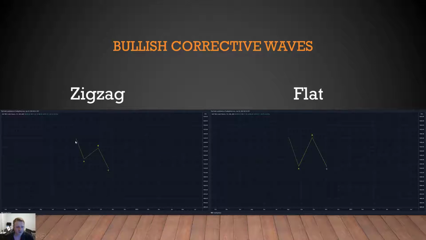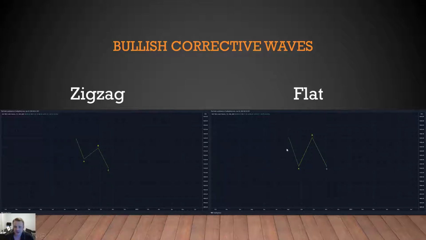So the first one is the zigzag. That's a simple A, B, C down. Typically, the most common relationship would be A versus C being similar or equal in length. Usually the B wave isn't all that deep, maybe a 38.2% or 50% retracement, although technically as long as it doesn't get above the origin of A, and you have the proper subdivisions, 5 down, 3 up, 5 down, it can be considered a zigzag.